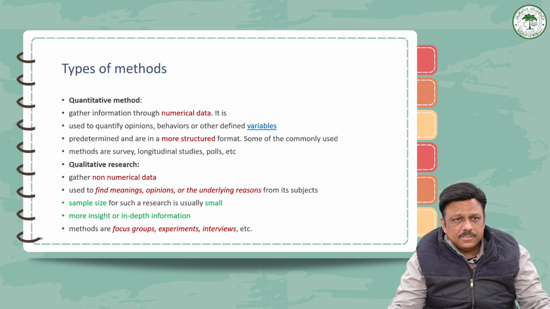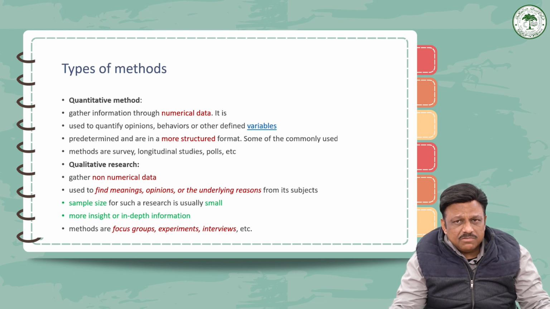Talking about types of methods, in the empirical method we further have two ways of doing it, and that is quantitatively or qualitatively. When we say quantitative research, the quantitative method is used to gather information through numerical data. It is used to quantify opinions, behaviors, or other defined variables. These are predetermined and in a more structured format. Some of the commonly used methods in quantitative research methodology are surveys, longitudinal studies, polls, etc.